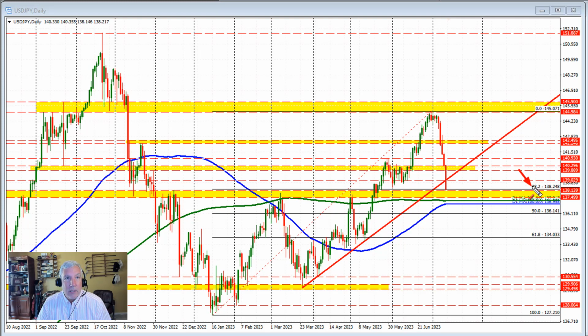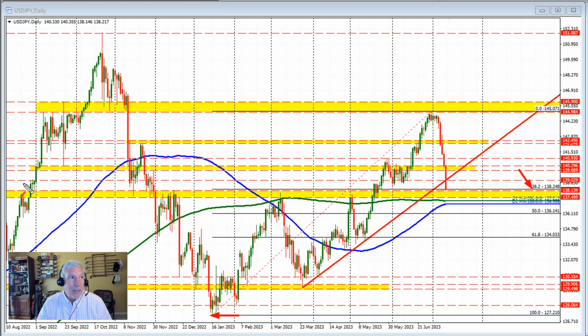The retracement level is the 38.2% retracement of the move up from the 2023 low, which occurred way back here in the month of January, to the high price that we saw just 2 weeks ago. And the 38.2% comes in at 138.2248. And as you can see, the price has moved below that level.